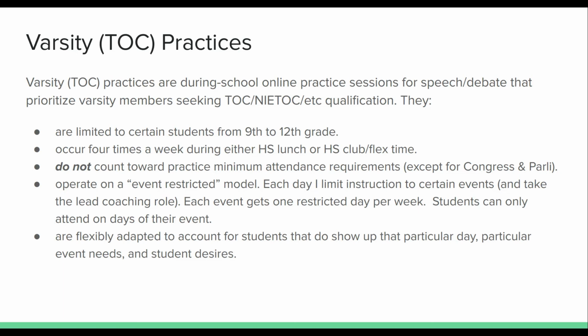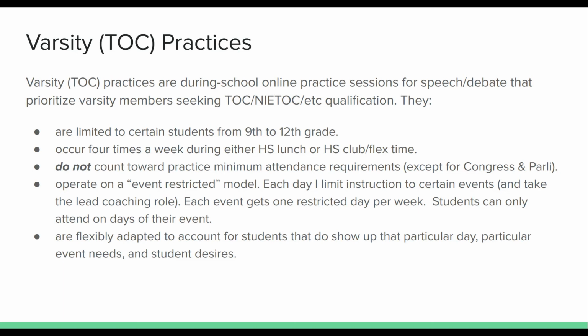These operate on an event restricted model, which means whichever event I'm teaching that day is the only event I'm going to allow in. Those are the only people I'm going to talk to. That way they can get 100% priority and we can just work on what they're doing that day. It's only 30 minutes, so it's going to be flexibly adapted to what students show up for that particular day, for that particular event's needs and those students' desires.